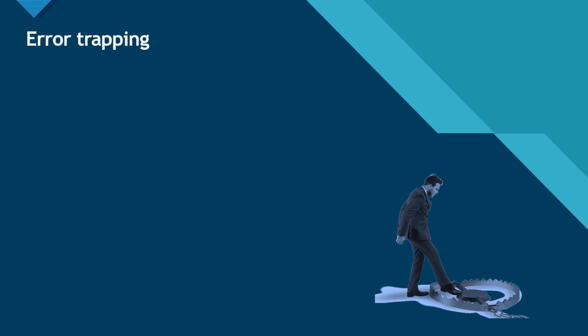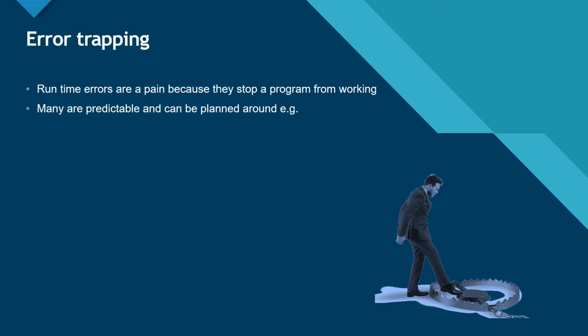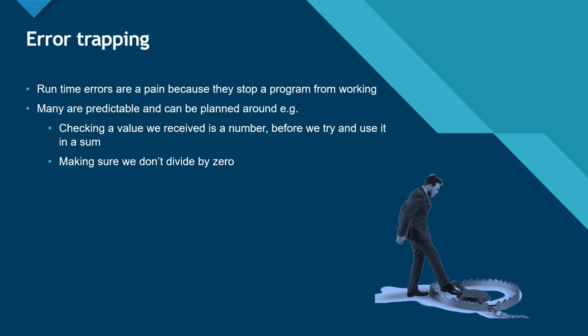Error trapping involves trying to prevent users making errors and helping them to correct them when they do. The biggest problem we face are runtime errors because they stop a program from working. Many runtime errors are very predictable and therefore can be planned around. This includes doing things like checking a value we received is a number before we try and use it in a sum, making sure we're not about to divide by 0 before we perform a calculation, checking that a file with a certain name exists before we try and open the file with that name.